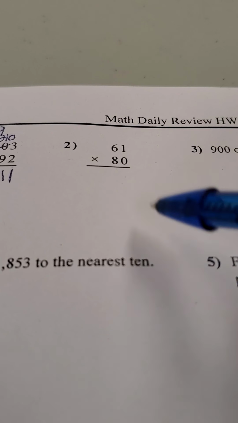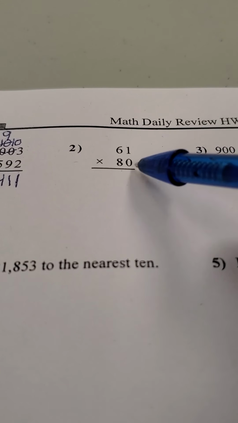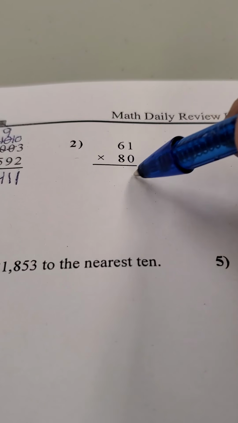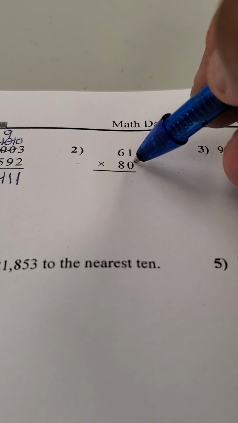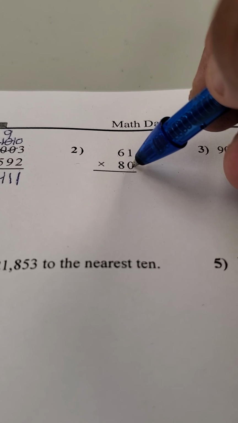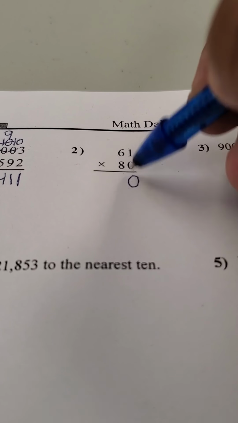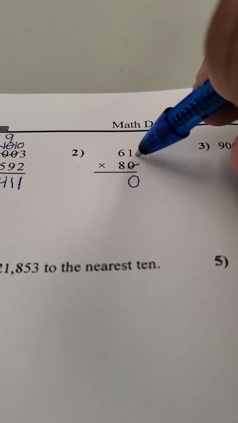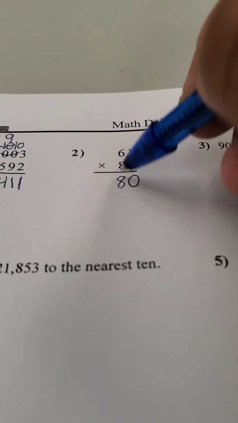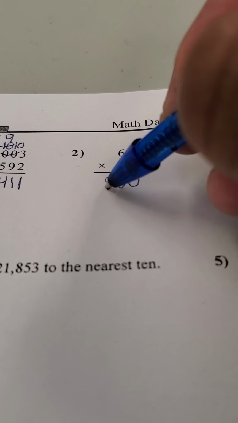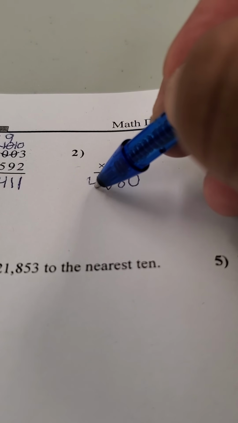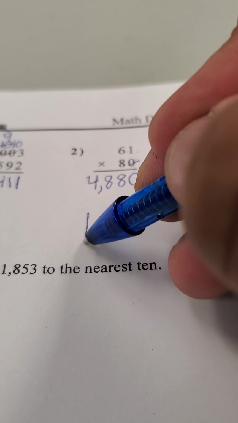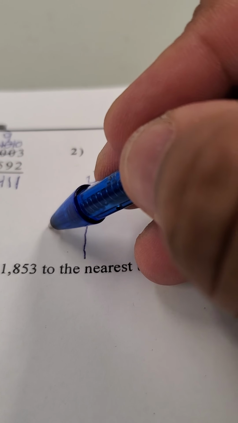Now we have this one, we're multiplying by 0. So this is actually a little easier. There's two ways to do it. First way, multiply normally using the algorithm. If you have 1 0 here, you can just bring it down and you cross it out. And then you can multiply across. 8 times 1 is 8. And then 6 times 8 is 48. So the answer would be 4,880.